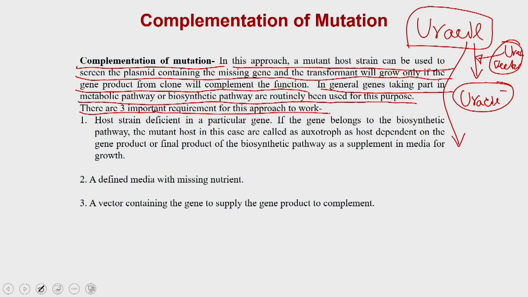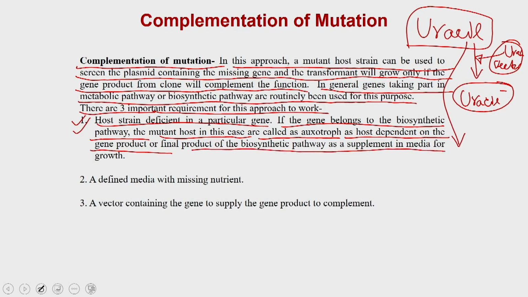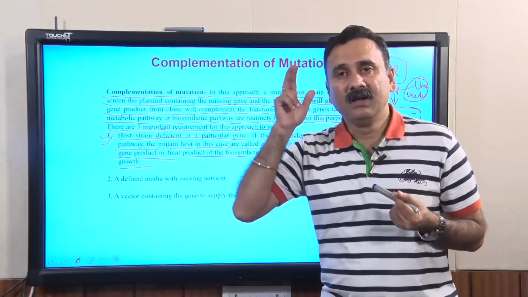There are three important requirements of this approach to work. One, which is very important, is that you should have a host strain which is deficient in a particular gene. If the gene belongs to the biosynthetic pathway, the mutant hosts in this case are called auxotrophs, as the host depends on the gene product or the final product of the biosynthetic pathway as a supplement in media, which means the first requirement to use this particular screening method is that you should have a host strain which is deficient in that particular enzyme or that particular factor.